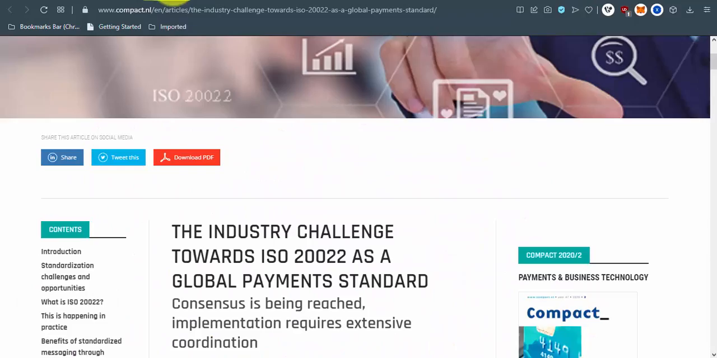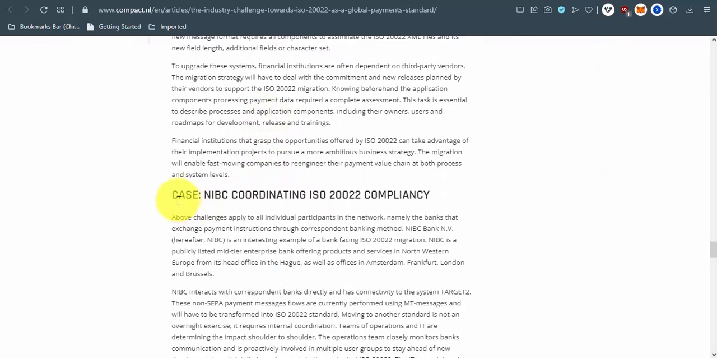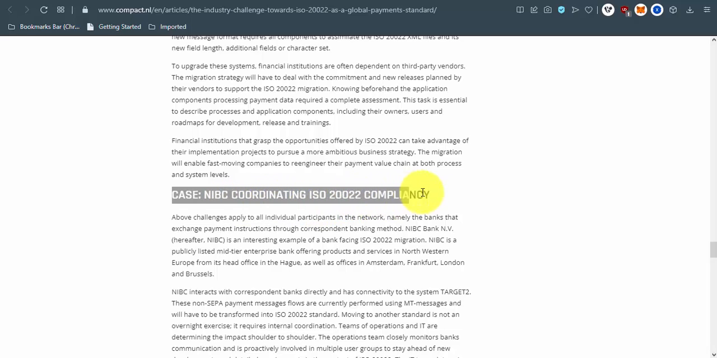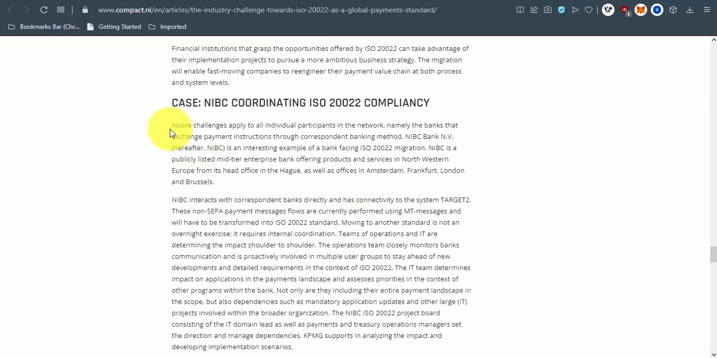Okay, so let's go to the next site. The industry challenge towards ISO 20022 as a global payments standard. Consensus is being reached. Implementation requires extensive coordination. So here it gives a case of the NIBC bank coordinating ISO 20022 compliancy as an example of some of the challenges that banks are facing with migrating over to the ISO 20022 messaging standard. So what does it say here? Above challenges apply to all individual participants in the network, namely the banks that exchange payment instructions through correspondent banking method.